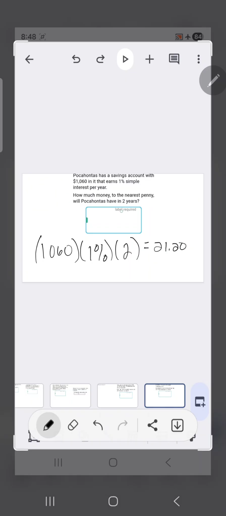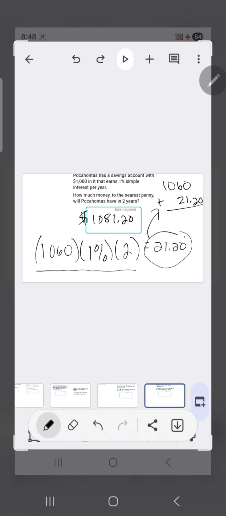But they want to know how much money they have at the end total. So we're going to take the initial amount, 1,060, and we're going to add that to 21.20, and that's going to give us $1,081.20, with a dollar sign for label required. So keep in mind, if they want you to find the interest, you're multiplying, but if they want you to find how much money they have at the end of those 2 years, you have to take the interest you find and add it back to the total or the initial amount.